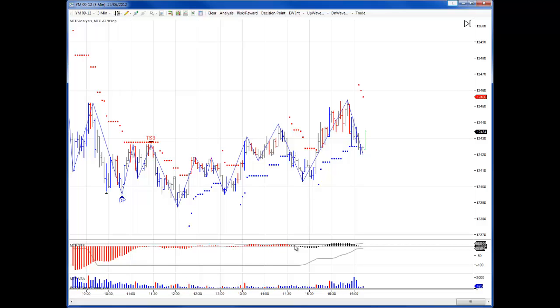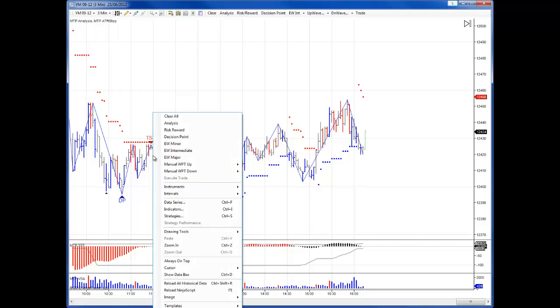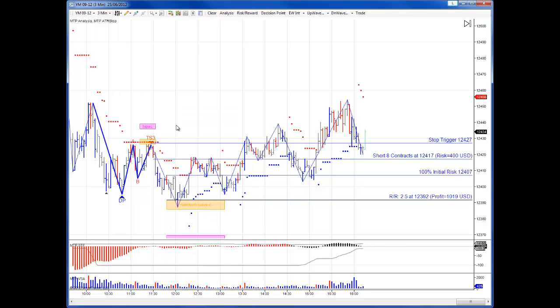STF was red through much of the day, so you would have been looking for short trades, and here's a TS3 sell setup. If I hover the mouse over the red sell bar, right mouse click and do analysis, you can see this would be our trade setup where we would have been looking to sell 8 contracts. This keeps our initial risk small and under control, 2% of a sample $20,000 account. So you're risking $400.